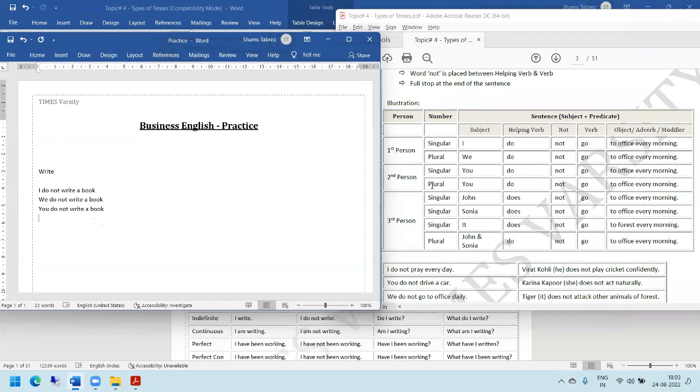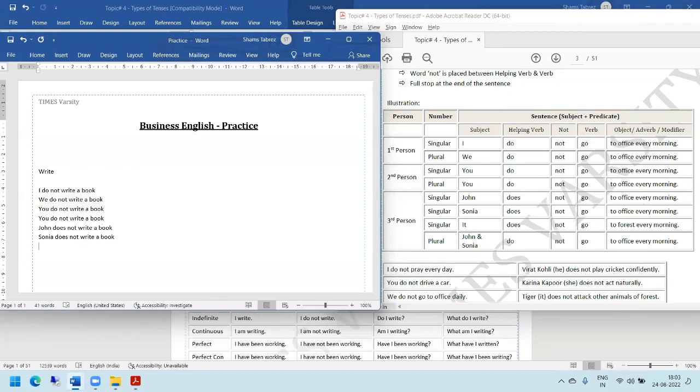So second person plural is also you. You do not write a book. Now, third person singular. John. John does not write a book. Perfect, because this is a third person singular. So for a negative, we add s or es. So the helping verb is do, and we are adding es to it. So does not write a book. Then Sonia does not write a book.